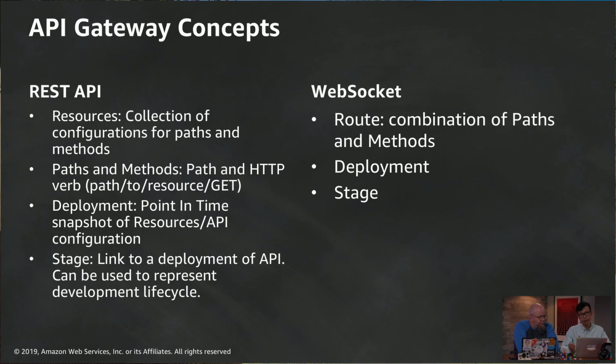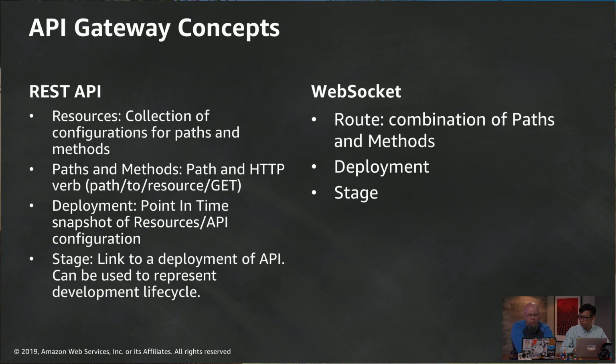Okay. So looking at WebSocket, the concepts are very similar, right? We also have routes, which is basically just a combination of paths and methods. You can very similarly define for each route if it has authorization or if it's going to a Lambda function or a different AWS service, right? Okay. And deployments and stages work exactly the same. Are the same. Okay. So that breaks down the concepts of that.